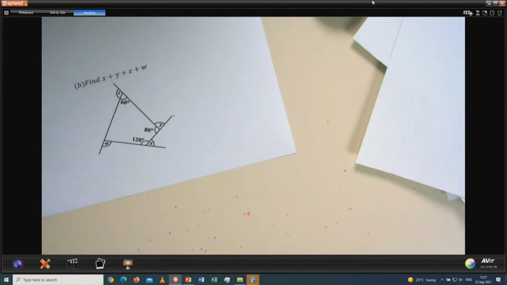While I'm busy doing them, after these two questions, we'll be going to parallel lines. Now, work on these two questions, analyze and work on them, and then after that, we'll come back and discuss with you.